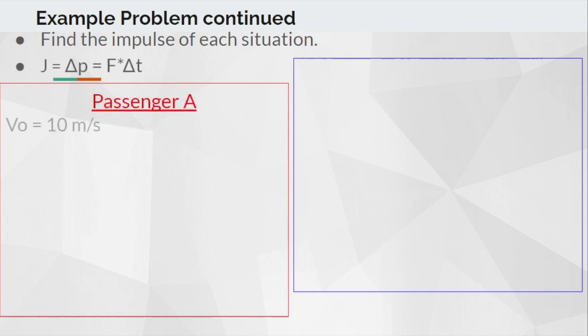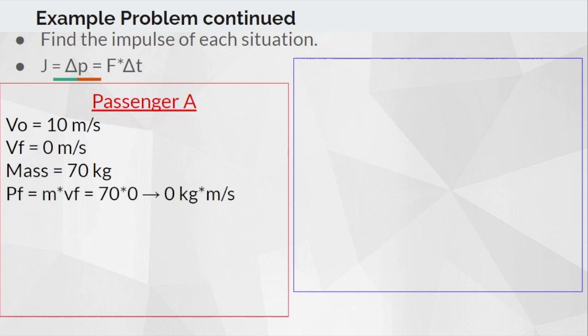So passenger A, their initial velocity was 10 meters per second. Their final velocity was 0 meters per second. Their mass was 70 kilograms. Their final momentum would be mass times final velocity, which is 70 times 0, which means that their final momentum is 0 kilograms times meters per second.